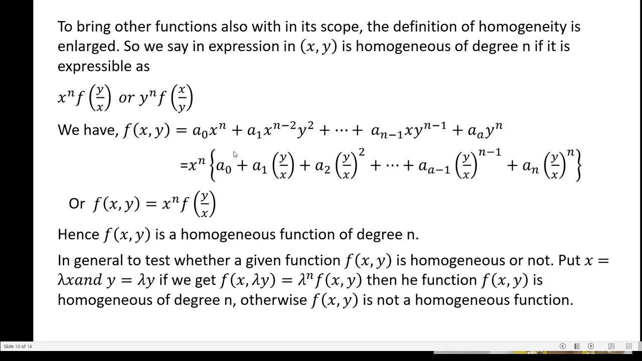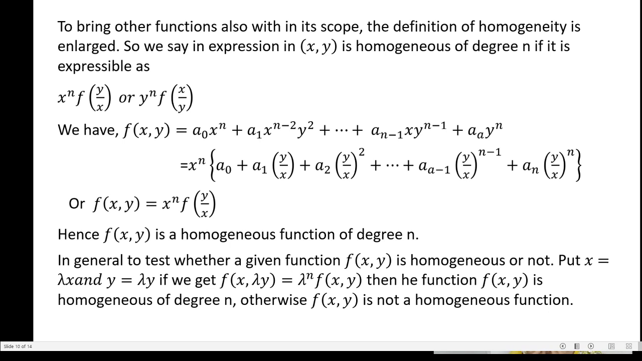So this is the homogeneous equation. In this equation, take x to the power of n as common. What we have is a naught plus a1 into y by x, plus a2 into y by x whole square. In the same way, this can be written as x to the power of n into f of y by x. This is a homogeneous function of degree n.